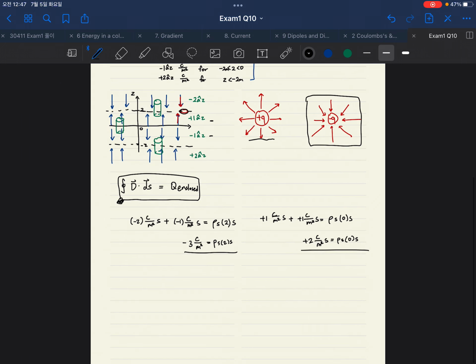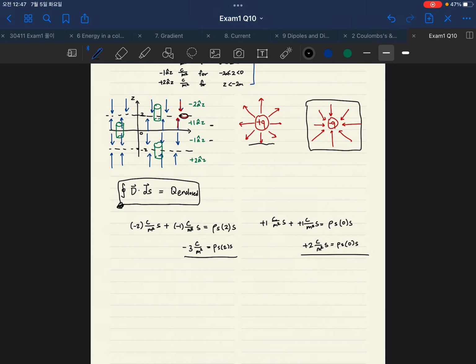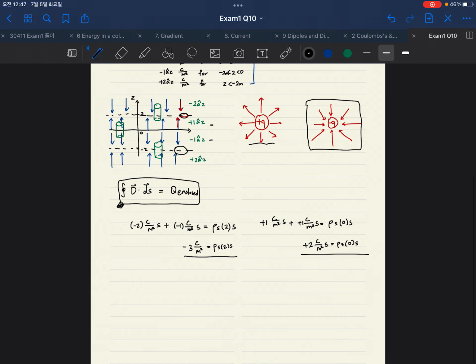Same for when z is -2, we can say it's a negative charge since it's gathering the electric field. So -1 C over m squared plus -2 C over m squared equal to the charge density at z equal to -2. So this will also be -3 C over m squared.